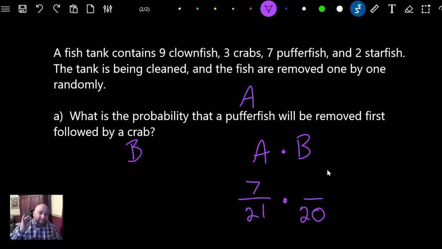All right, but let's go back to the problem. So we took one fish out. That fish was a pufferfish, okay? How many fish are in there now? There are 20 total fish, marine animals. Okay, there you go. So how many are crabs? Well, there are 3 crabs still in there. So we would have that right there.